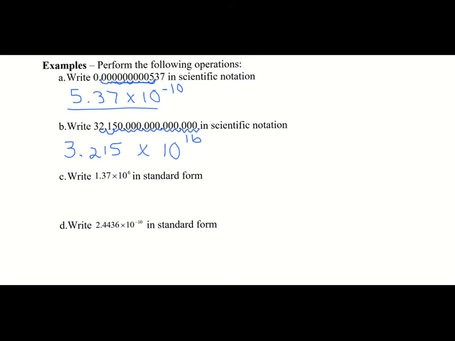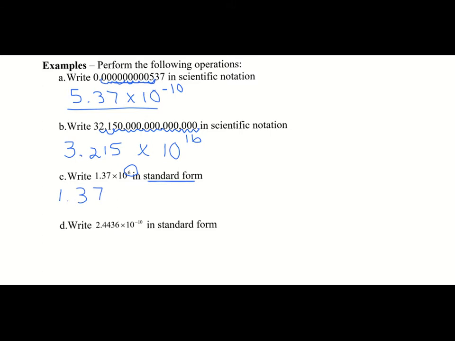Now for C, we're going to put this number in standard form. So it's already in scientific notation. So I'm going to write my 1.37, but I want to put it in standard form. And you've got to find that exponent value. So we look at that exponent. It's a 6. It's a positive number. So think positive, your number is going to get bigger.